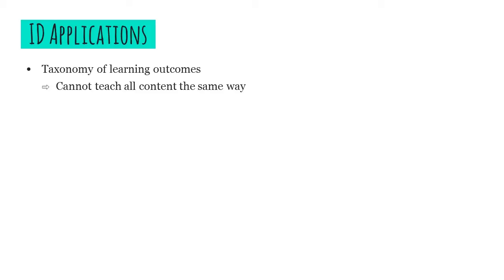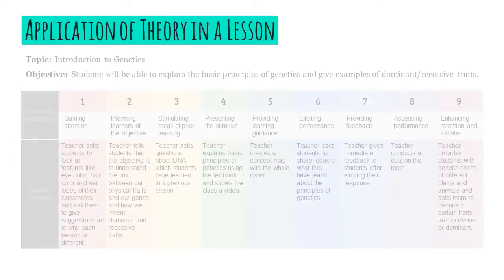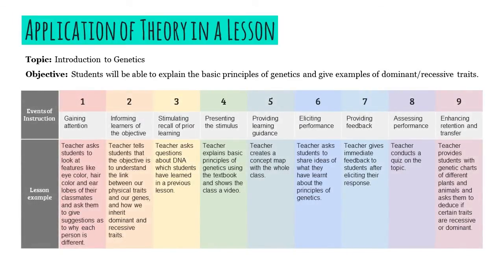Educators widely agree that we cannot teach all content the same way. Teaching students how to solve problems or use concepts is different from teaching information. This follows directly from Gagne's taxonomy of learning. Through his learning hierarchies, we also understand that successful instruction begins with teaching lower-order skills and progressing upwards. Many educators also develop their teaching plans around Gagne's 9 instructional events. They start lessons by gaining the learner's attention, informing them of the objectives, before continuing through practice and assessment. Here is an example of Gagne's 9 instructional events being used to teach students about genetics.